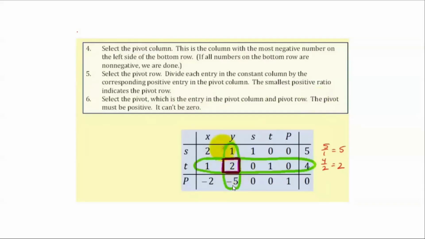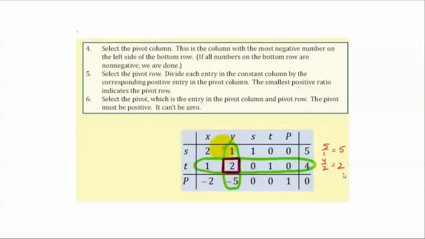So now you want to know the pivot row. How do you know that? You take each of these values here, 5 and 4, and divide them by these numbers, 1 and 2, and you get 5 and 2. Some textbooks have an extra column here that they call ratio. So we do that division and we get 5 and we get 2.